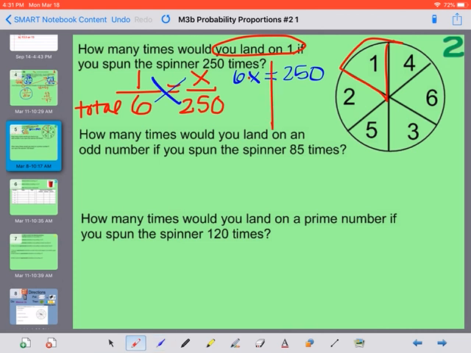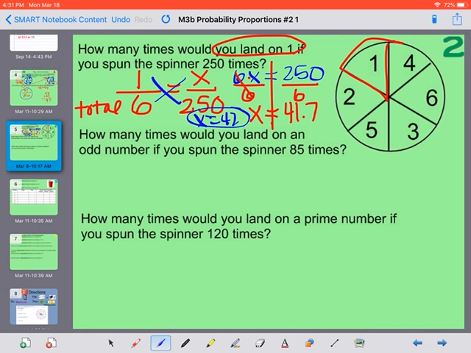Now, the opposite of multiplying by 6 is divide by 6. So 250 divided by 6 in my calculator gives me 41.7 if I round it. But we can't spin a spinner 0.7 times, so this would really be 42. Running out of space. We round that up to 42 times.